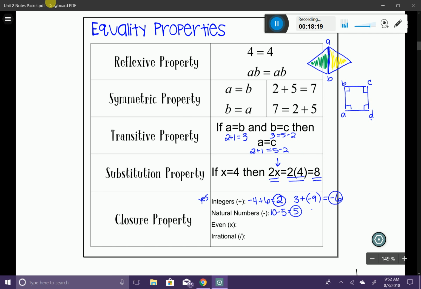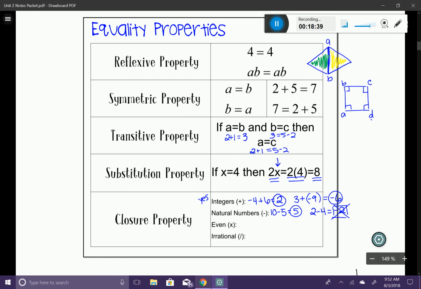How about 2 minus 4? They're both natural numbers, right? If I say 2 minus 4, isn't that going to give me -2? Do you notice how -2 is not a natural number? It's actually an integer. Therefore, natural numbers are not closed under the operation of subtraction.